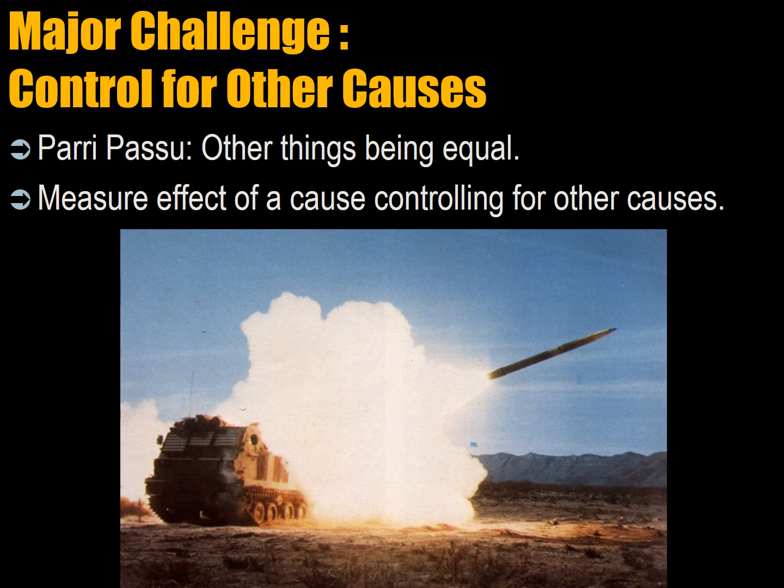Great level of complexity. For us to identify a cause, we need to know that the other causes are not important. We call this the ceteris paribus, where we want to control for the effects of all the other things, keep other things equal. So we want to be able to measure the effect of a cause while controlling for all of the other causes.